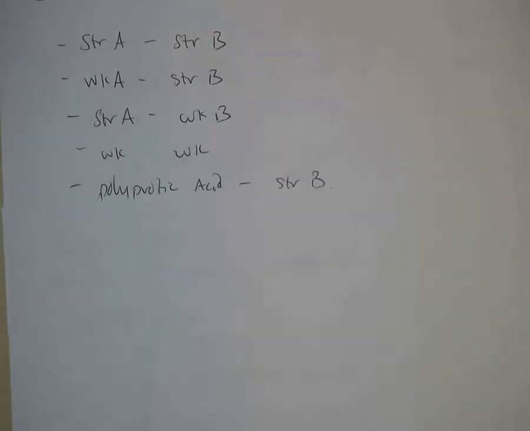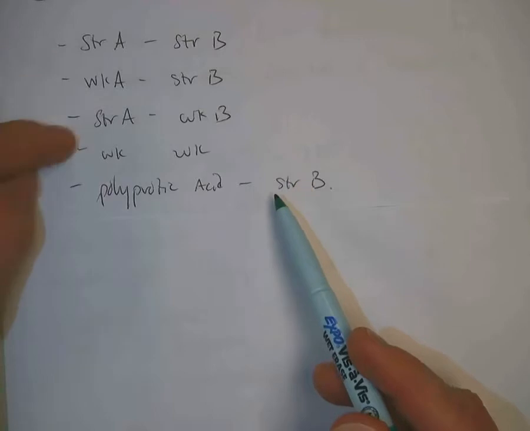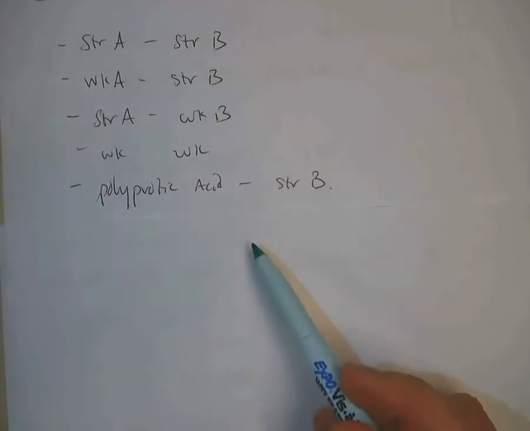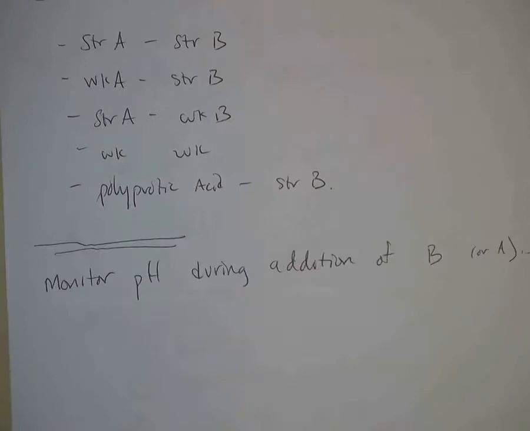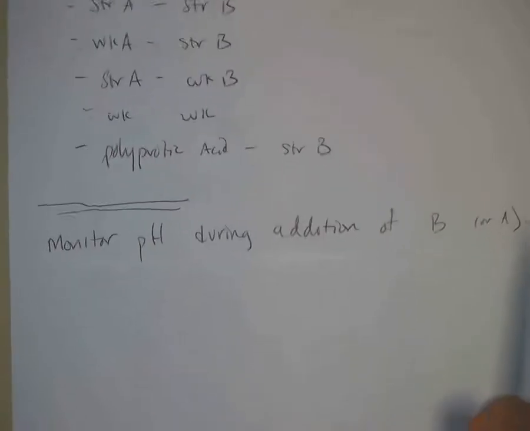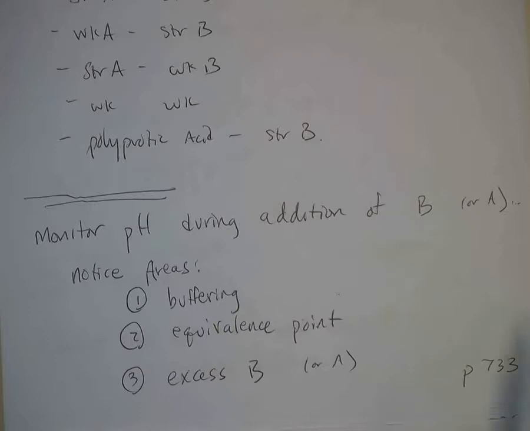All right, next section, titrations. Titrations occur in a number of different ways. They can be an addition of a strong acid to a strong base, weak acid to a strong base, strong acid to a weak base, weak and weak, polyprotic acid to a strong or a weak base. We want to monitor the pH during the addition of the acid or the base, and we create titration curves.